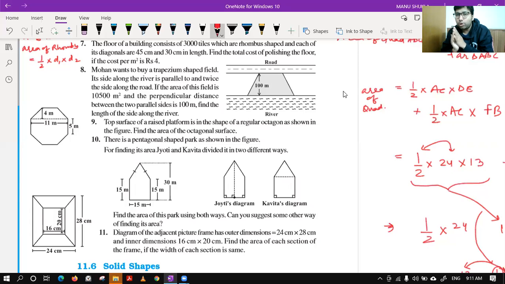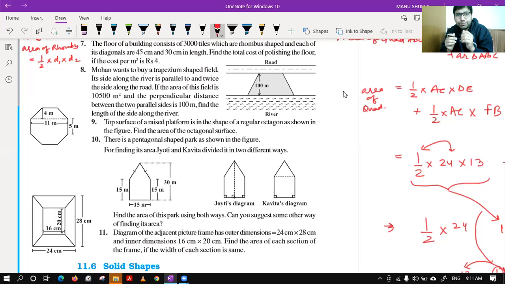Find the cost of polishing the floor if... Sir, your voice is not coming, Rahil. Others, please confirm. Any issue with my voice? My voice is fine, Rahil. Please check your connection.